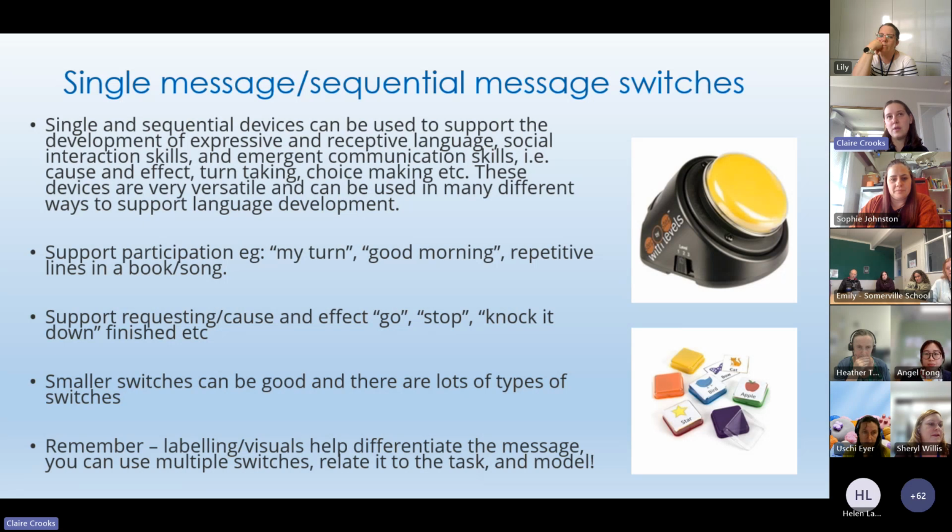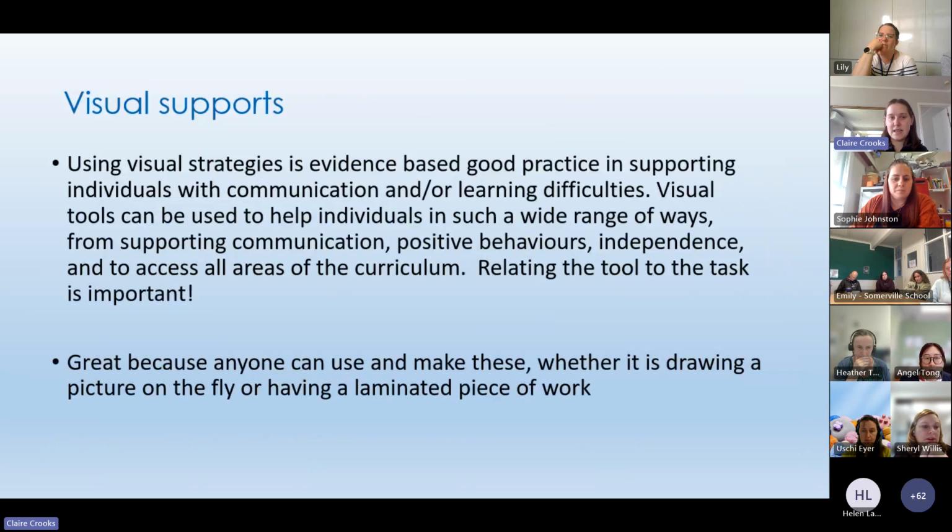Yeah. So if you've got a communicator who is having difficulty with access, this is a really great place to start. Visual supports, I'm sure all of you guys use visuals. It's really evidence-based and it supports everyone with communication or learning difficulties.